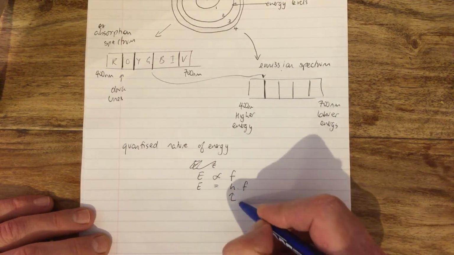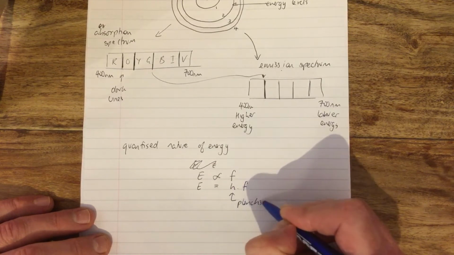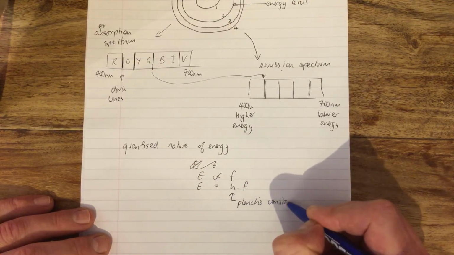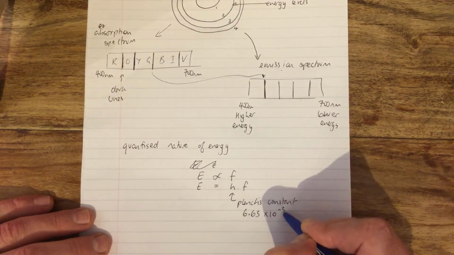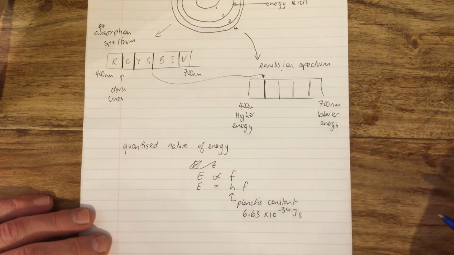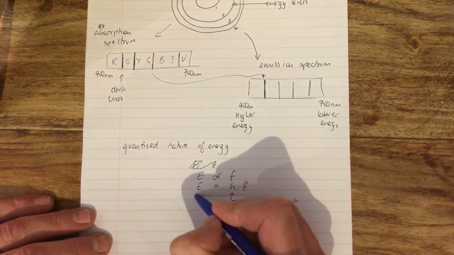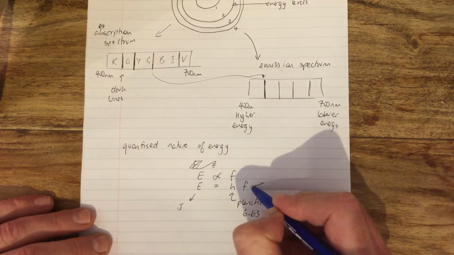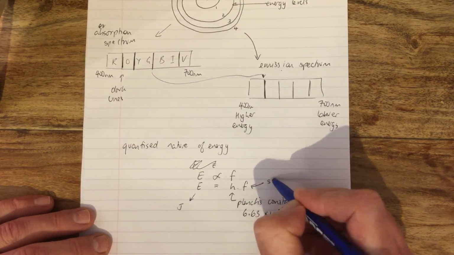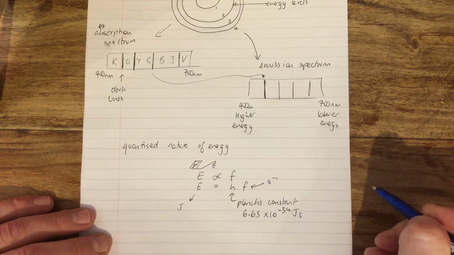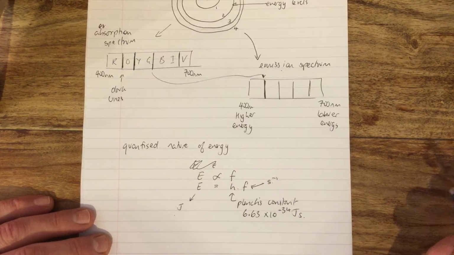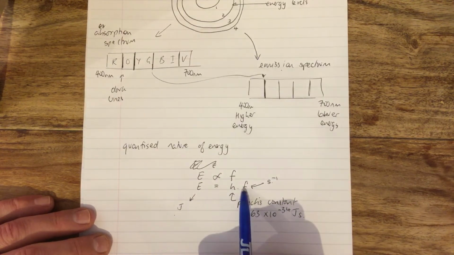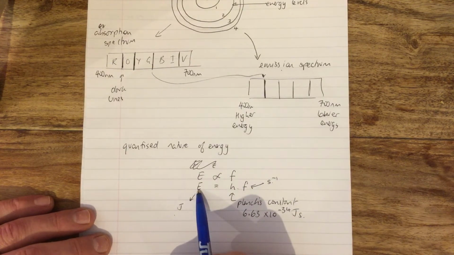h here is Planck's constant and is 6.63 times 10 to the minus 34 joule seconds. Energy, obviously, is measured in joules, and frequency is measured in per second. So joule seconds times per second gives joules, which is energy. Now we have a direct relationship between frequency and energy.